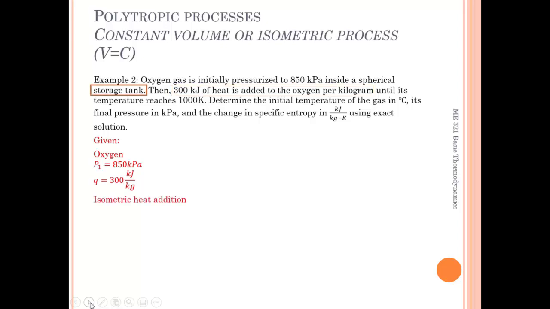The storage tank in the problem corresponds to a rigid container. Therefore, we can say that the process undergone by the gas is an isometric heat addition process. Lastly, the temperature at the end of the heat addition process is given to be equal to 1000 Kelvin. From this given information, we shall compute the following quantities.